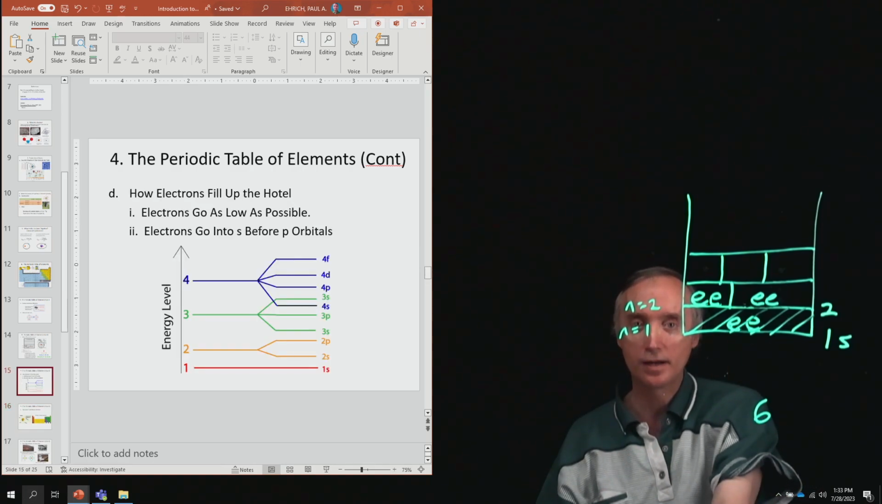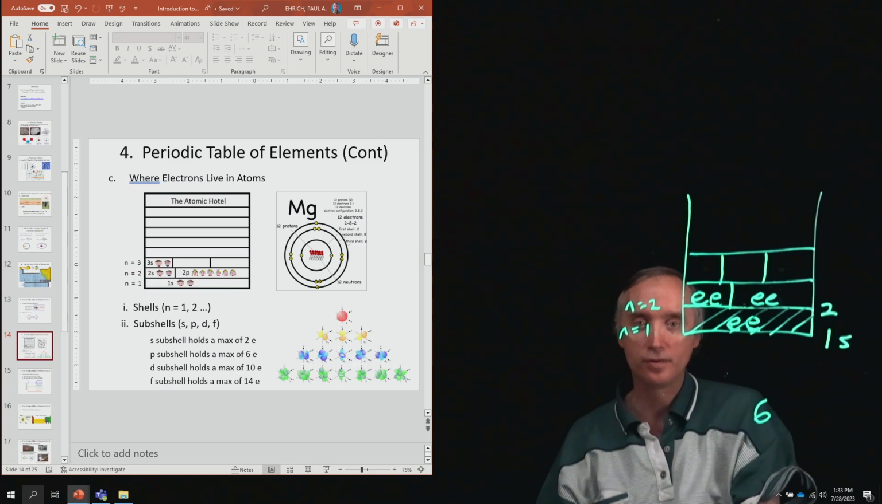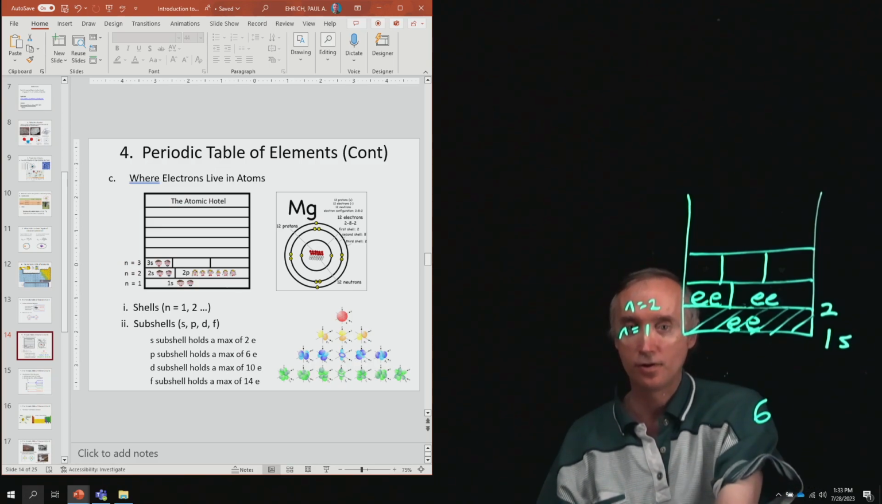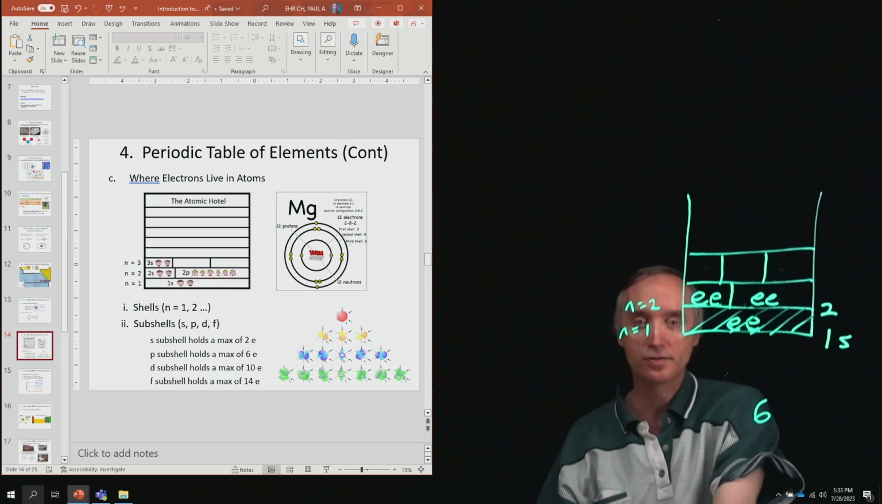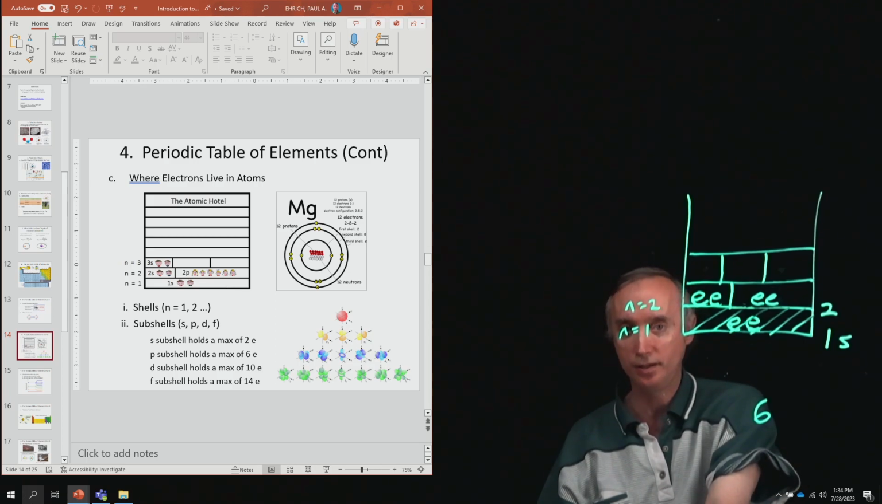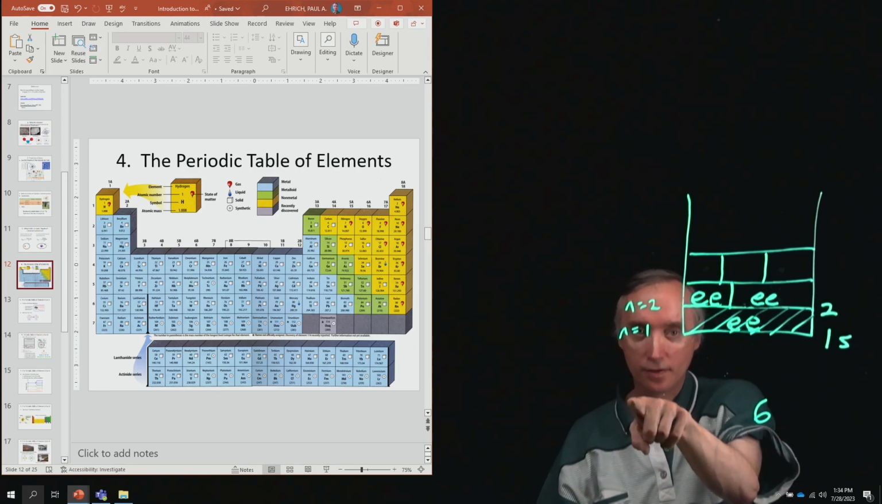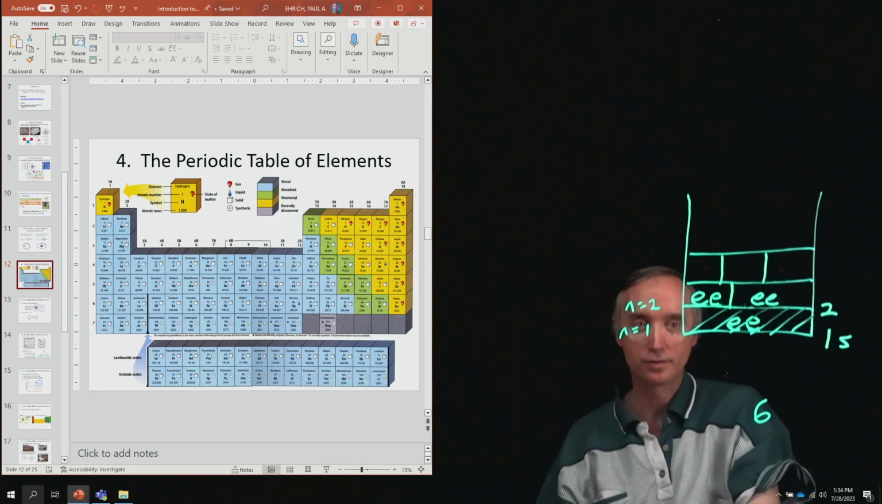Okay, if we go back to here, do you remember that the 2s were the S's, the 6s were the P's, and then the 10s were the D's, which I said don't worry about. So where do you think the F's are? The F's are the ones that hold 14. You want to take a guess? They're the ones at the very bottom of the chart.